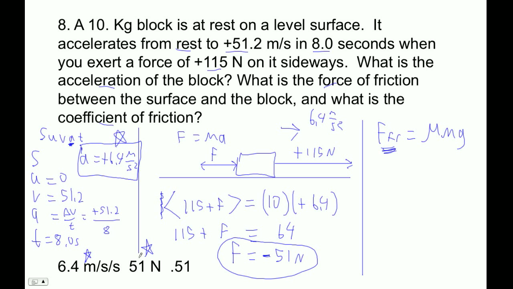It isn't negative here because it's not asked in a vector sense, right? It just says what's the force of friction. You wouldn't say negative 51. You just say 51. It's like the height of the cliff, right?